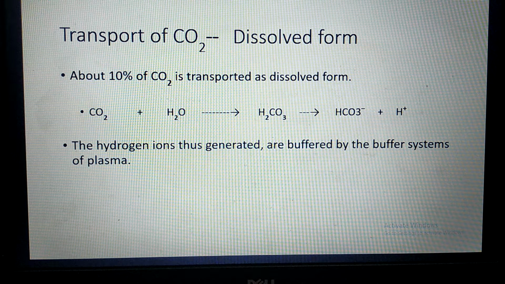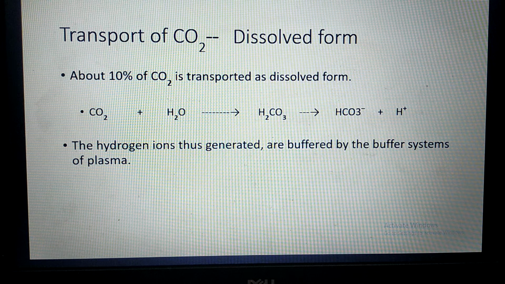So we have seen 75% of H plus ions are neutralized inside the RBC by the hemoglobin molecule, whereas only 10% of H plus ions are neutralized by the buffer system present in the blood. So hemoglobin is a strong buffer as compared to the plasma buffer system.